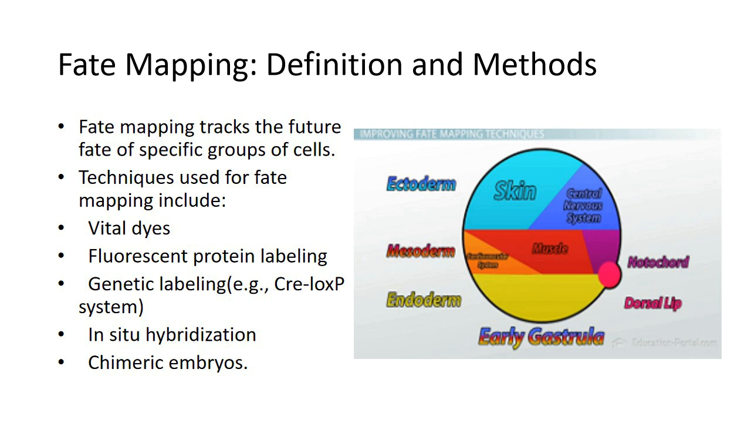In situ hybridization. This method involves detecting specific mRNA sequences in cells to identify gene expression patterns and predict the fate of certain cell populations. It is especially useful for examining how signaling molecules influence the fate of specific cells. Chimeric embryos. A chimeric embryo is created by combining cells from different embryos. This technique is often used to study the fate of specific cell populations by observing how transplanted cells contribute to the development of tissues in a new host embryo.